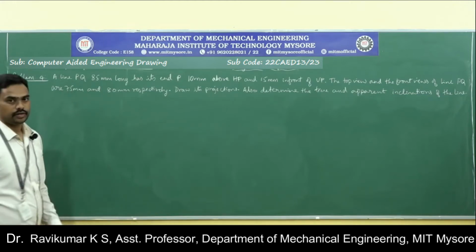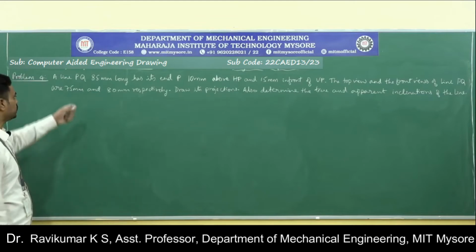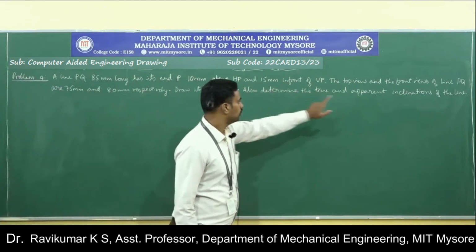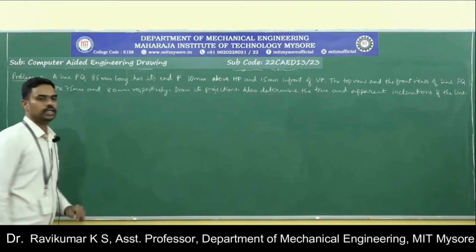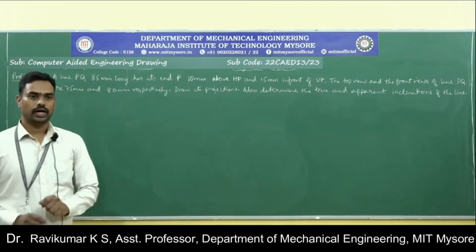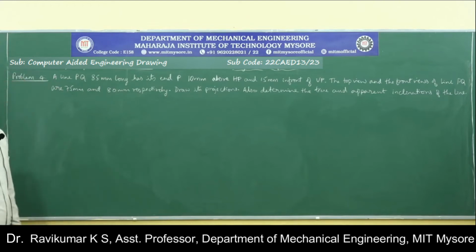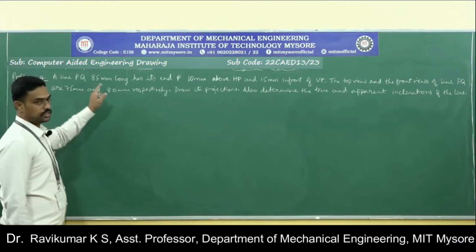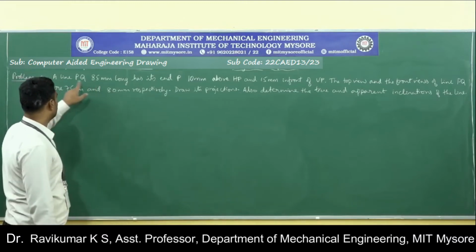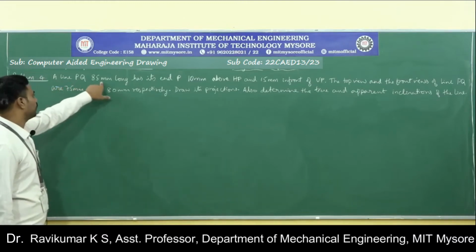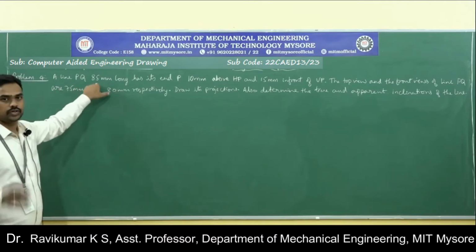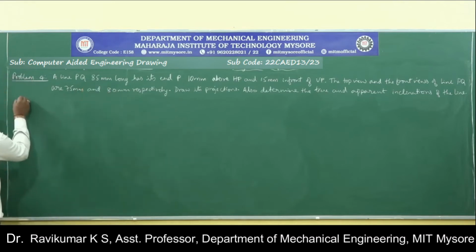We need to determine those inclinations. So what is all the given data? First count the number of data: 85, 10, 15, 75, 80. So 5 data are there. I have to solve this problem with the 5 data. Yes, the data is enough. Now the line PQ is 85 mm long. So the distance is given directly, line PQ 85. So it should be the true length, the true length of the line being 85 mm.